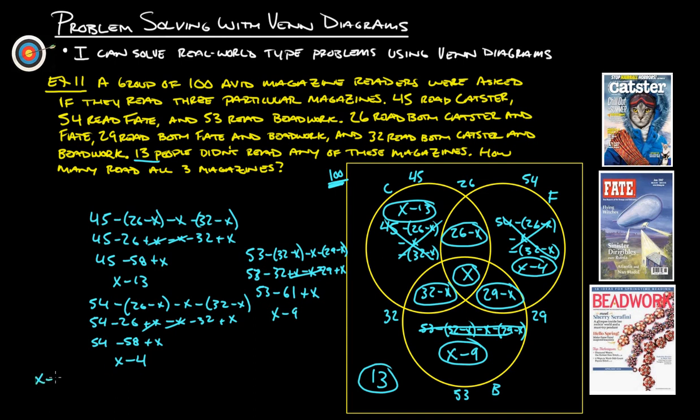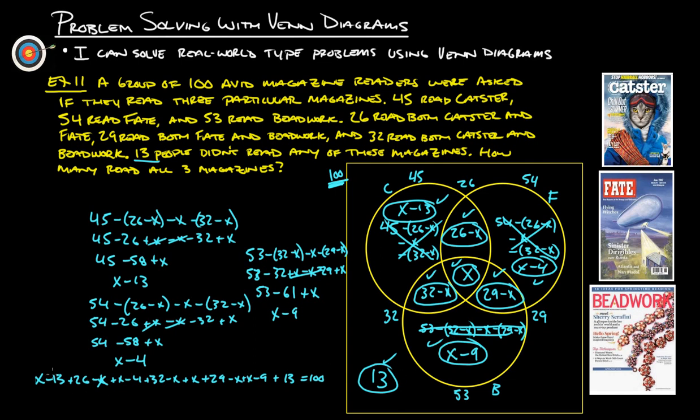So we got x minus 13 is this one. 26 minus x is this one. Oops, let's do a check mark so we know we got it. x minus 4. Got that one. And then we got 32 minus x plus x plus 29 minus x. That's all three of these. And then x minus 9 plus x minus 9 plus 13 should all equal 100.